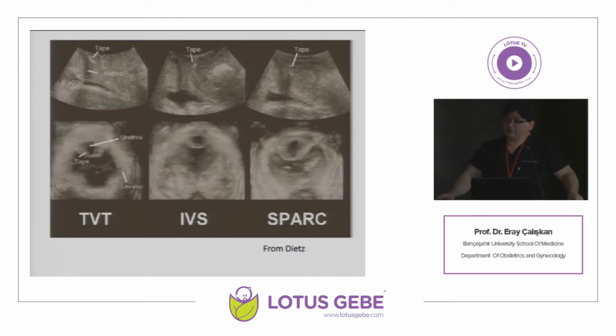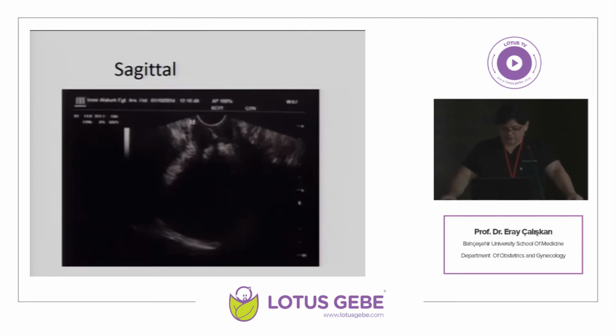And sometimes they can only void in a half upright position, not in the lower, not in the upper, but half upper position because of the mesh displacement. This is another sagittal view. Here is the mesh, you see.